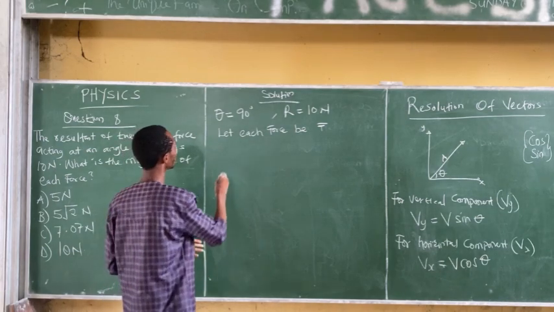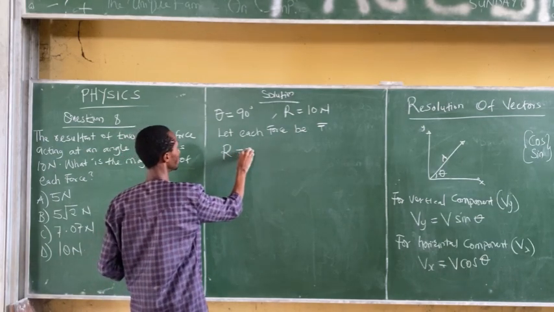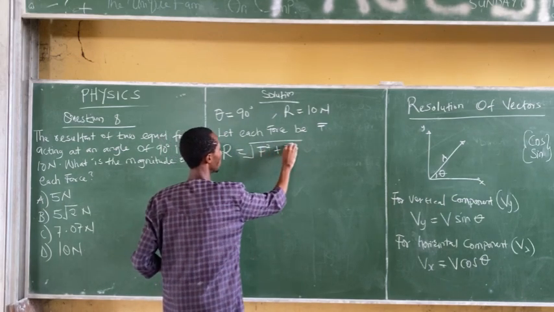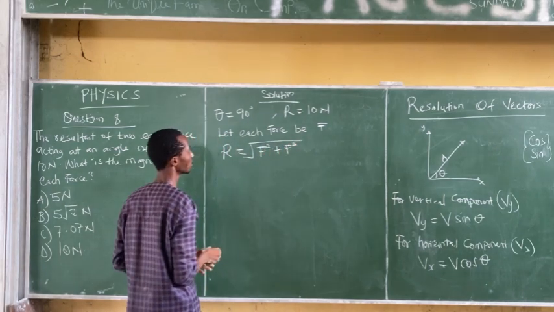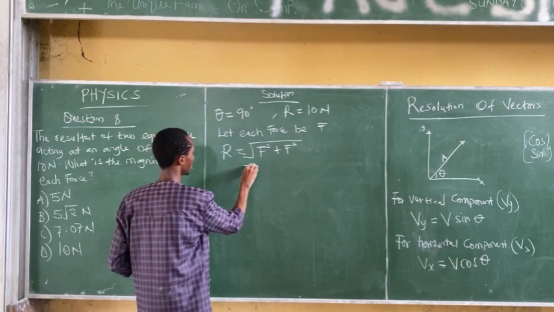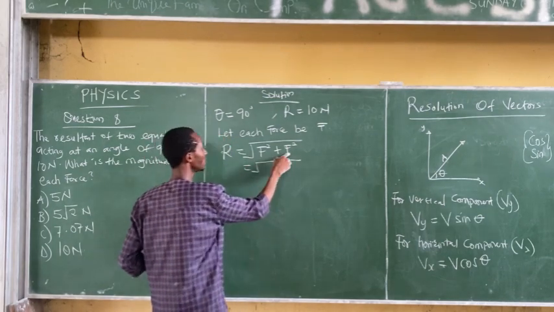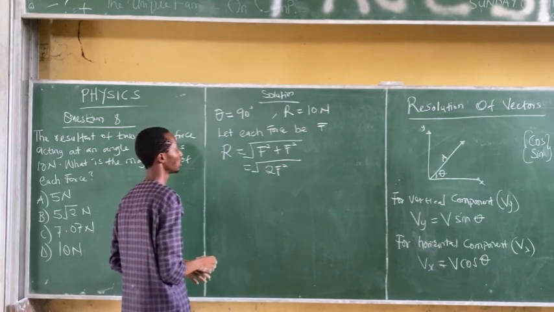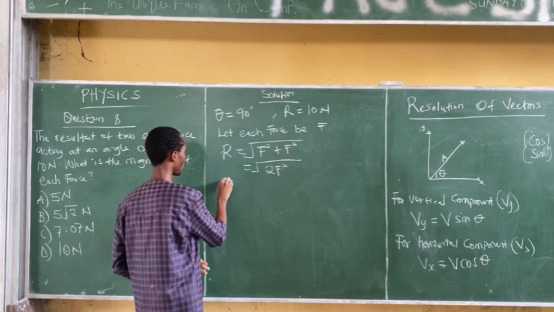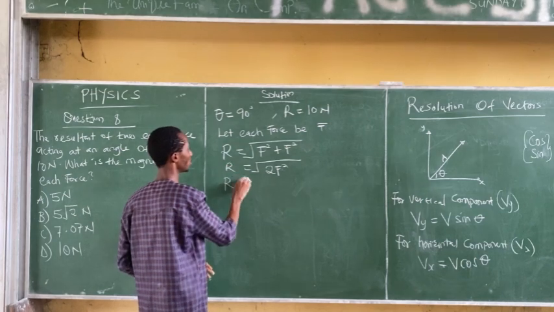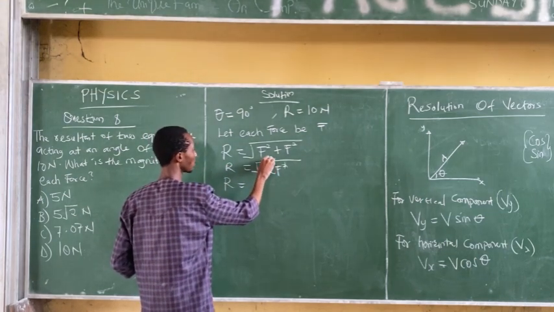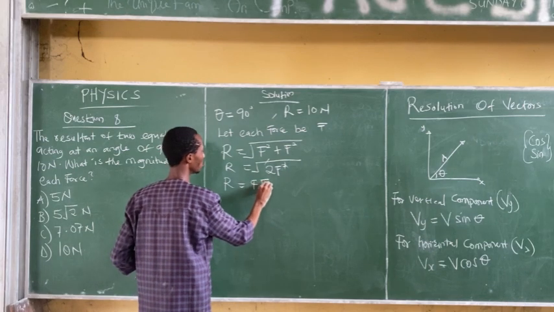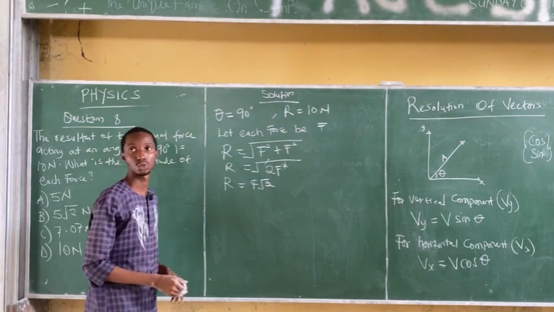We have the resultant R equal to the square root of F squared plus F squared. If you add these two together, you have 2F squared. We have R equal to the square root of 2F squared. The square will take away the root, and we are left with F root 2.